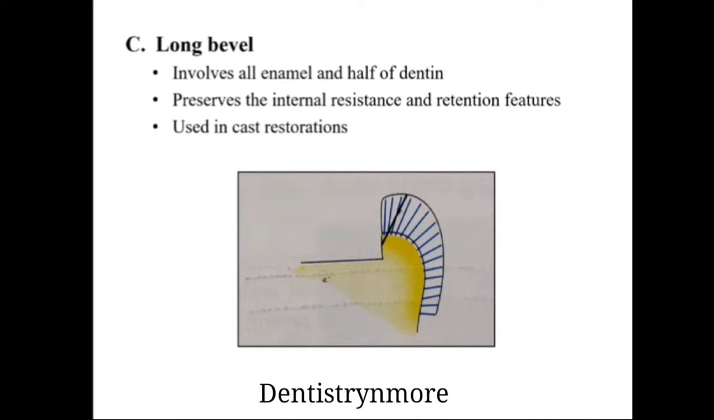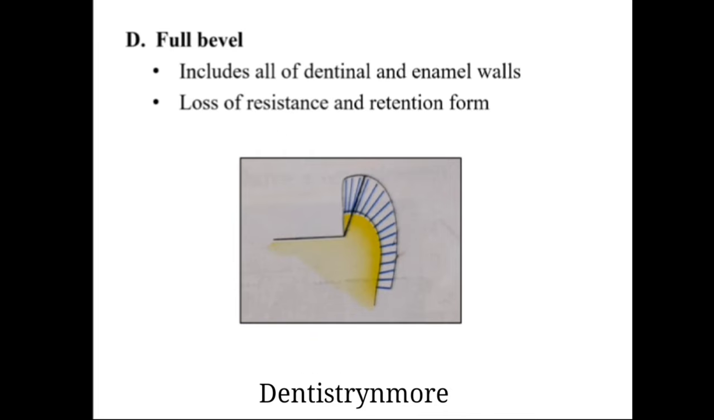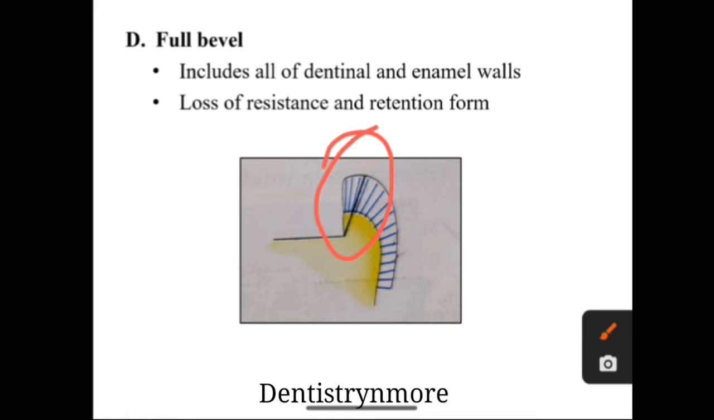Now that is long bevel, that includes both enamel as well as the dentin. In the figure you can see it involves both enamel and dentin, and it is usually used in case of cast restoration and to preserve the internal resistance and also retention form. Next one is full bevel, that includes all dentinal and enamel walls. So you can see here, and there is loss of resistance and also retention form.